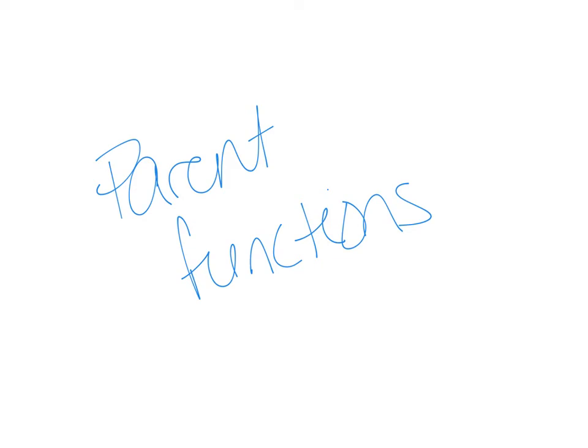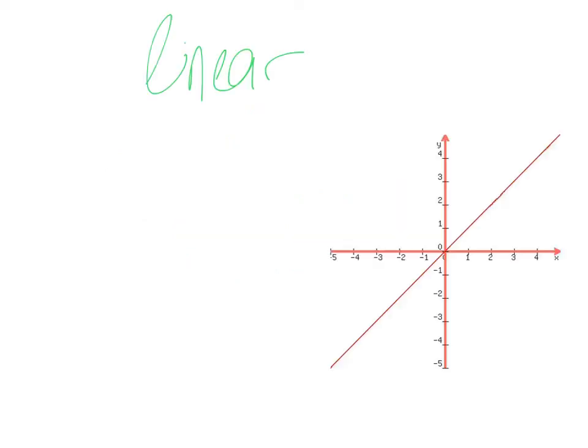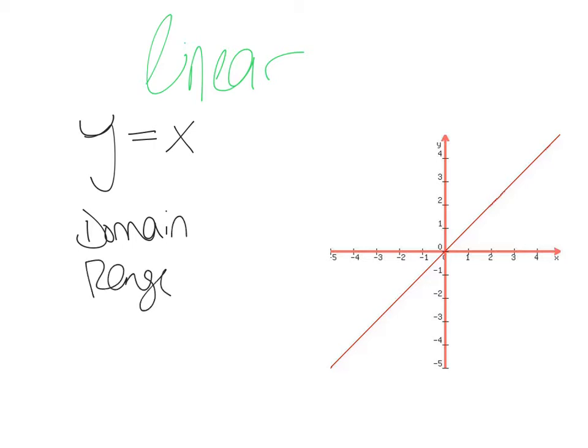Hey everyone, so I'm going to review parent functions. The first parent function that you guys learned was y equals x, which is a straight line. So y equals x has a domain and range of all real numbers. Now you could write that with the capital R like I just wrote that symbol, or you can write it as negative infinity, comma infinity. That means the same thing.